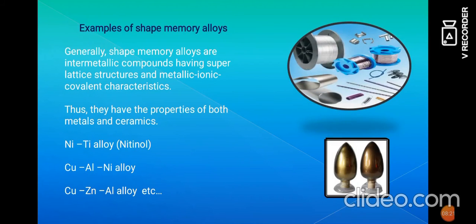So now let us see the examples of shape memory alloys. Generally, shape memory alloys are intermetallic compounds having superlattice structures and metallic, ionic, covalent characteristics. Thus, they have the properties of both metals and ceramics. Examples are nickel titanium alloy, which is called nitinol, copper aluminum nickel alloy, copper zinc aluminum alloy, and so on.